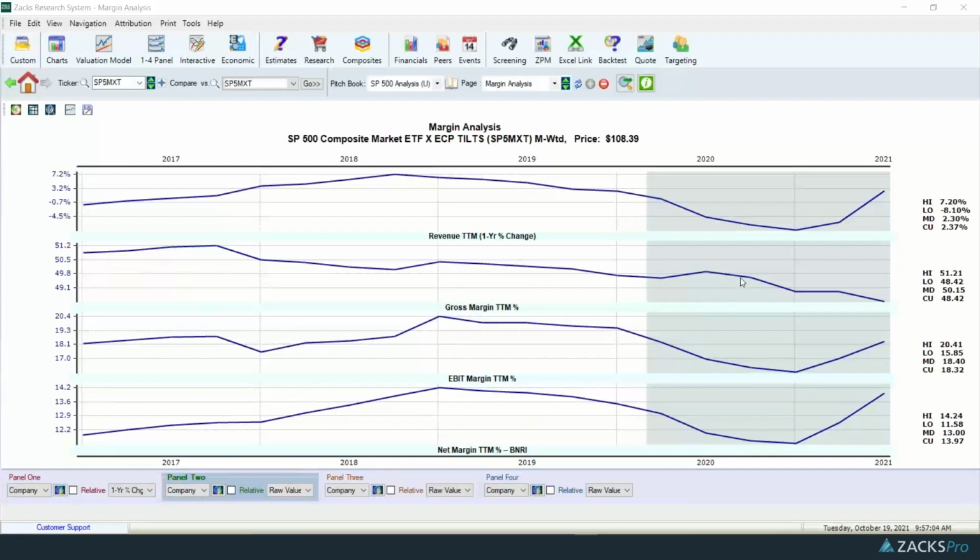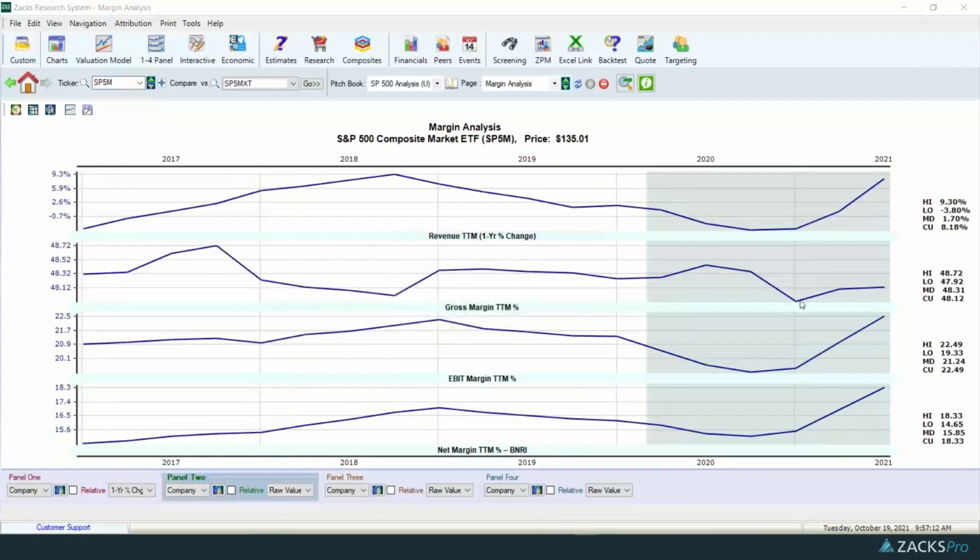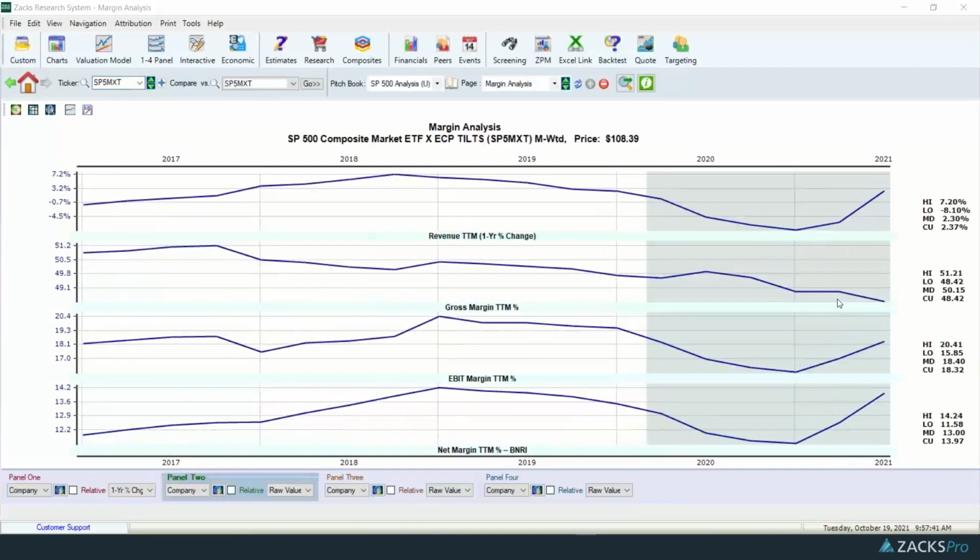I also want you to know how gross margins continue to trend down, okay? Whereas when you add back the ECP mega cap tech names, the margins are defended. So ECP mega cap tech names are doing a much better job at passing on cost of goods sold in terms of price increases versus the remainder of the S&P 500. And we can see that when we compare the SP5M to the SP5M XT or XTilts. So right now we're looking at the S&P 500. We'll remove the 6 ECP mega cap tech names now, and you'll see that that gross margin, in fact, is on a downward trend, okay?